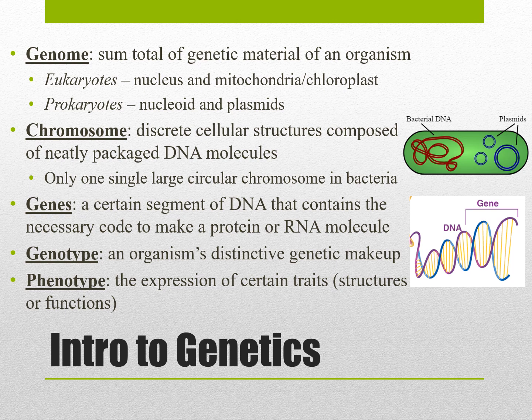Then at the bottom we have these two terms, genotype and phenotype. The genotype is the genetic coding or genetic makeup of an organism that codes for a specific trait. The phenotype is that trait itself. A phenotype is the physical manifestation of that genetic coding. So those are the two differences there. Keep that in mind.